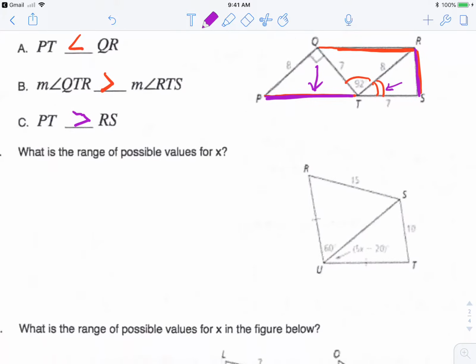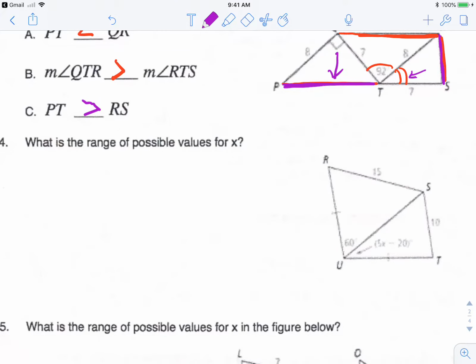So this is how we're going to do these. This is probably the hardest part of this whole section. I am looking at these two angles, this 60-degree angle right here, and this angle that is 5x minus 20 right here. I know that by looking at RS, which is 15, side RS is greater than side TS, because TS is 10.